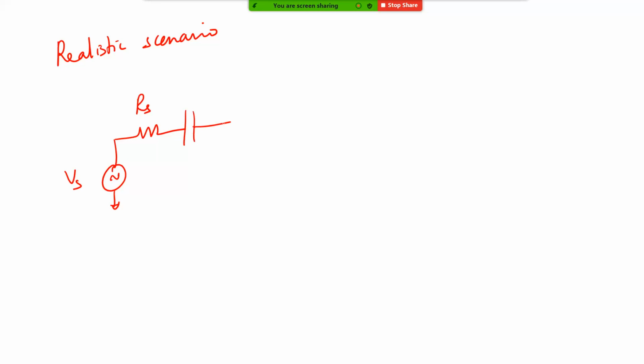So a more realistic scenario is like this. You have a certain source, and it will have a certain source impedance. You put a capacitor to block the DC and then you bias it with whatever voltage you want. In this case, we are biasing it with 0.